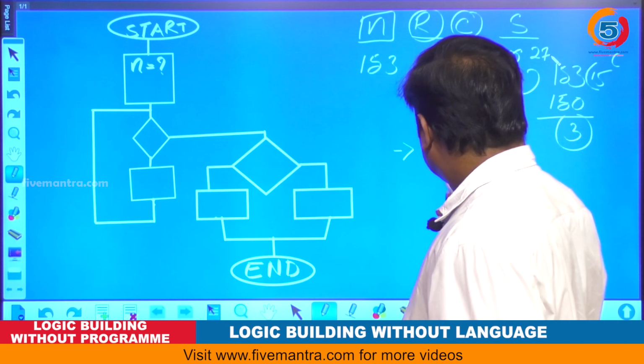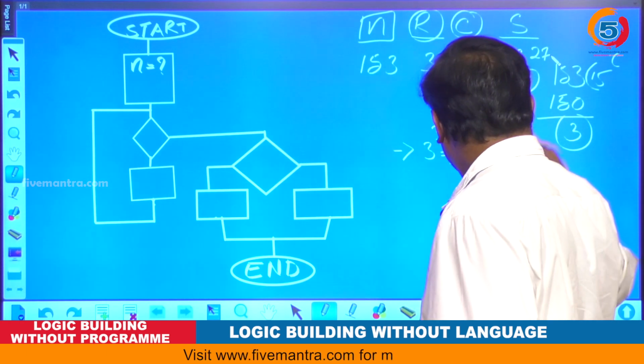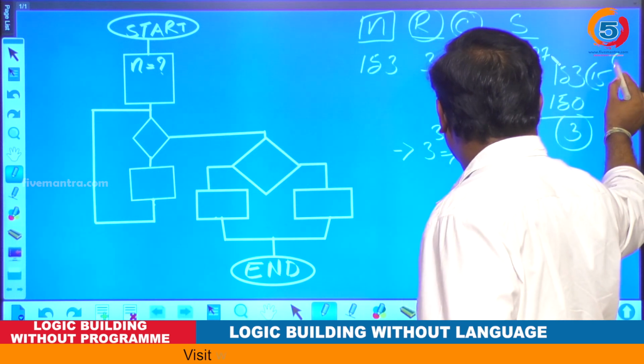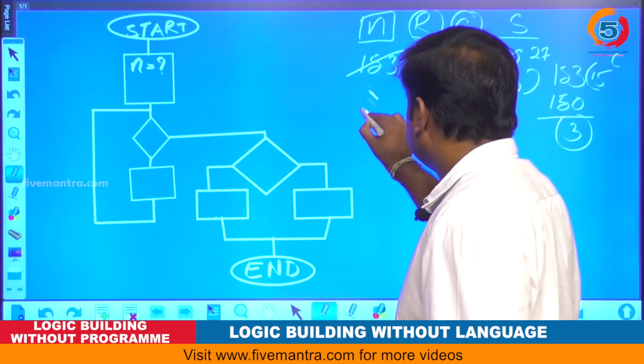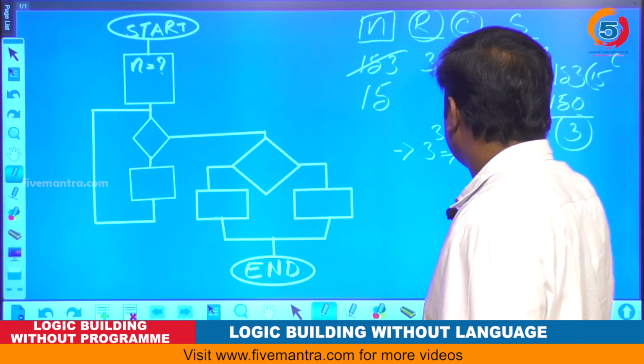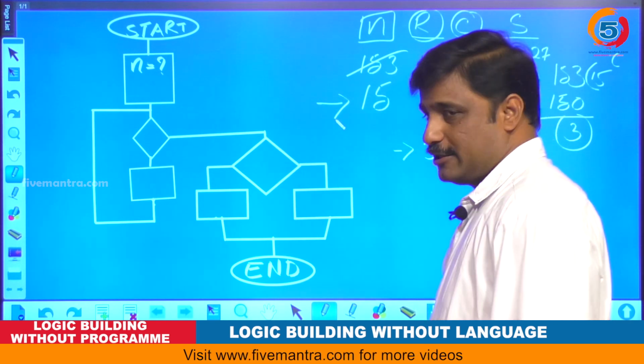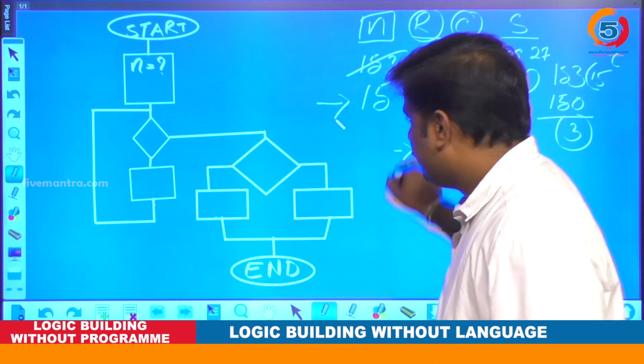Now this is over. Next, I have to copy this quotient into n. This is the 15 you will get. Here the quotient is 15. In the next iteration, we'll do the next operation. In this way we'll find the logic.